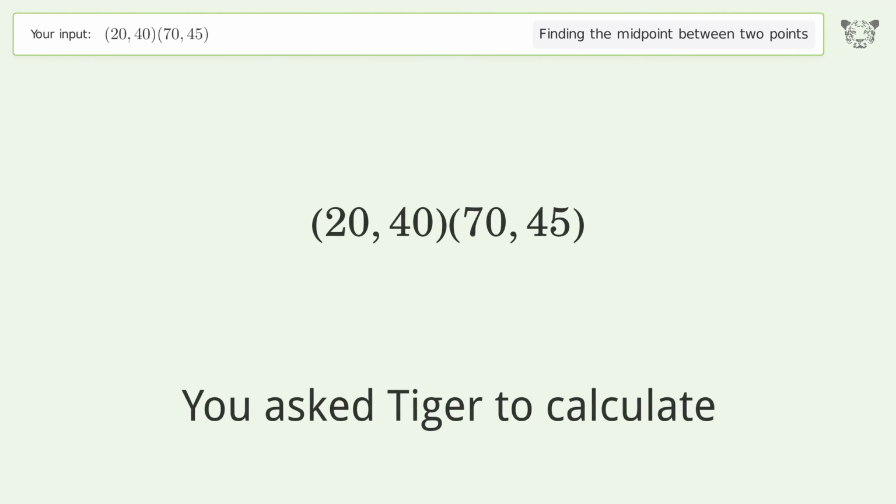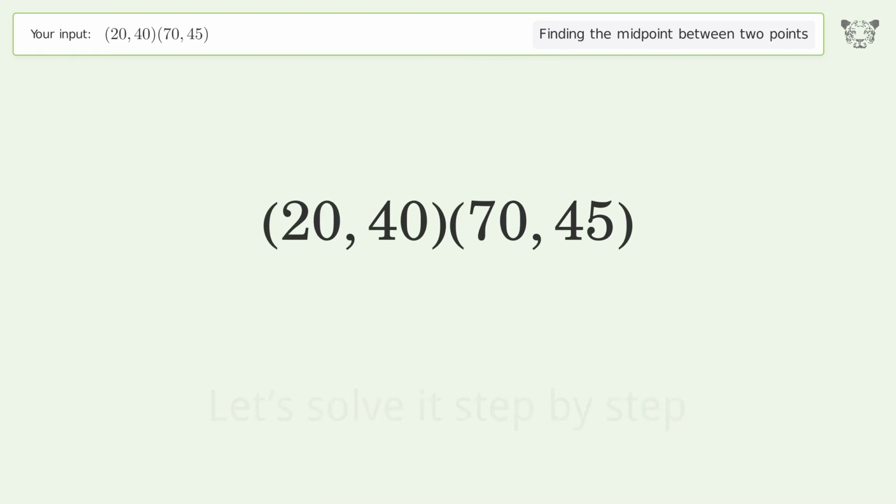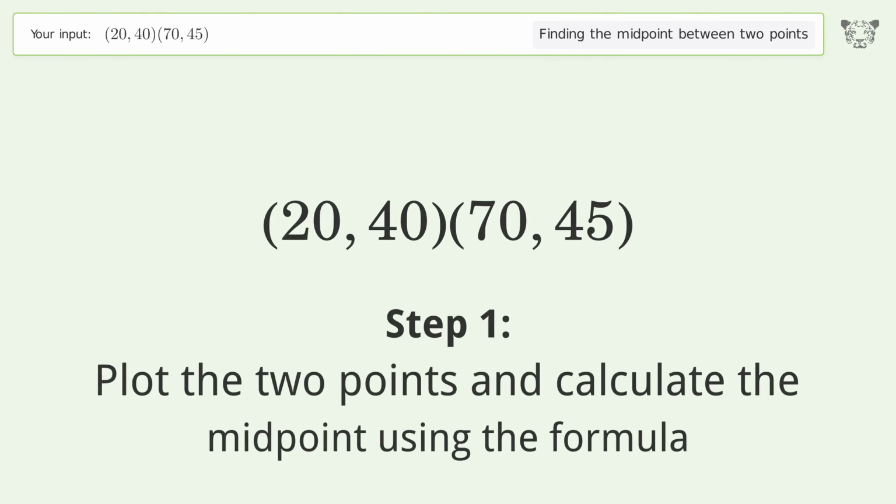You ask Tiger to calculate. This deals with finding the midpoint between 2 points. The midpoint between the 2 points is 45, 42.5. Let's solve it step by step. Plot the 2 points and calculate the midpoint using the formula.